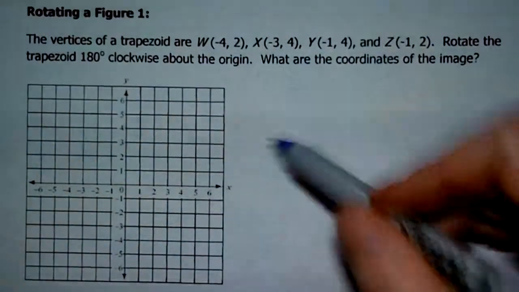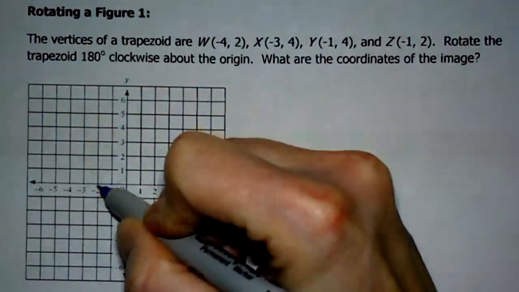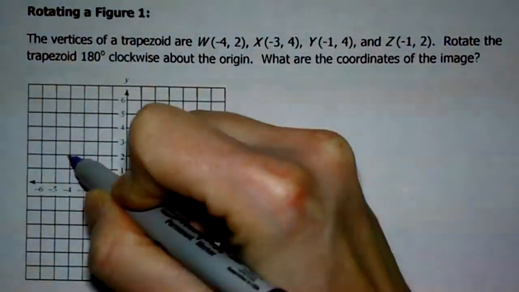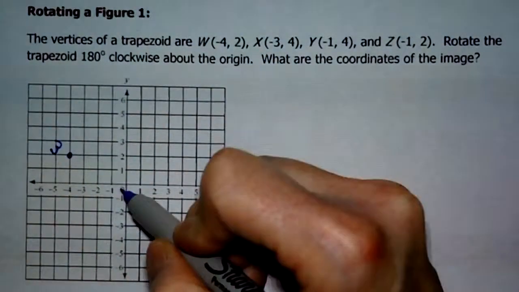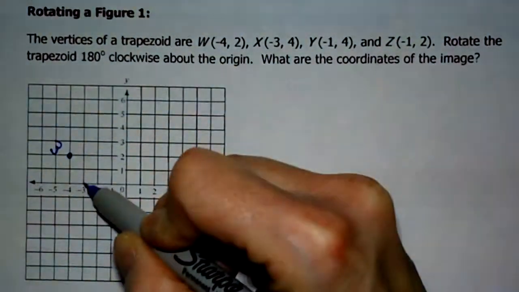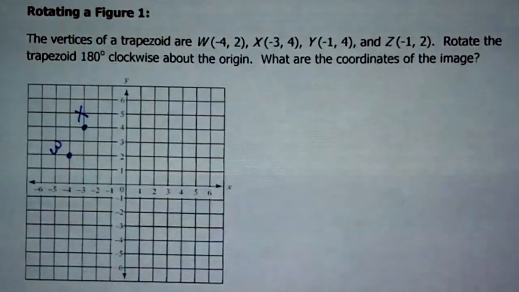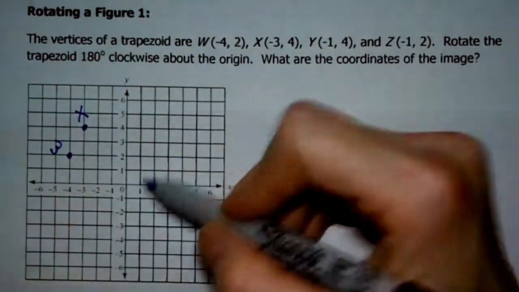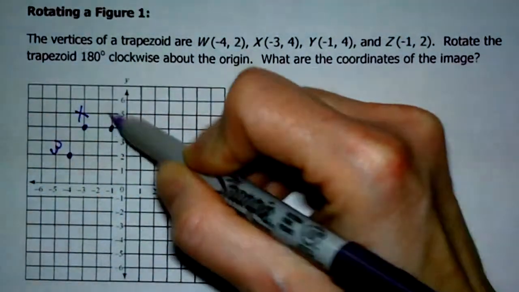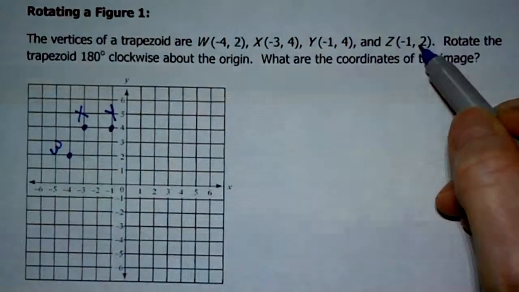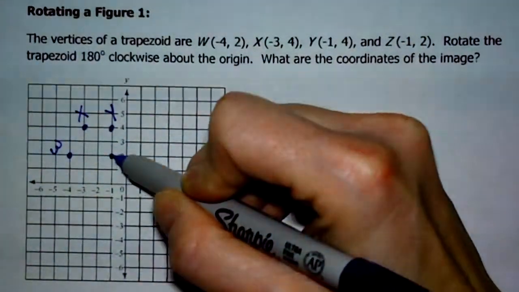So the vertices of this trapezoid are W is -4, 2. So 1, 2, 3, 4 to the left, up 2. That's my W. X is -3, 4. So 1, 2, 3 to the left, and 1, 2, 3, 4 up. There's my X. Y is -1, 4. So left 1 and 1, 2, 3, 4 up. And the last one we have is Z, which is -1, 2. So there's our Z.